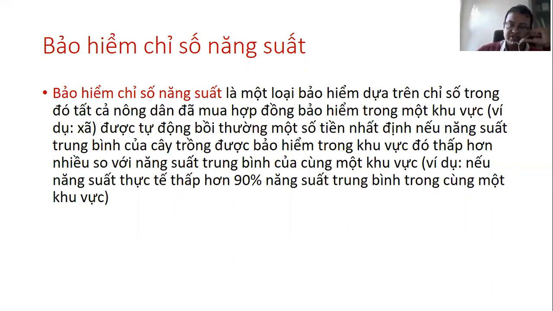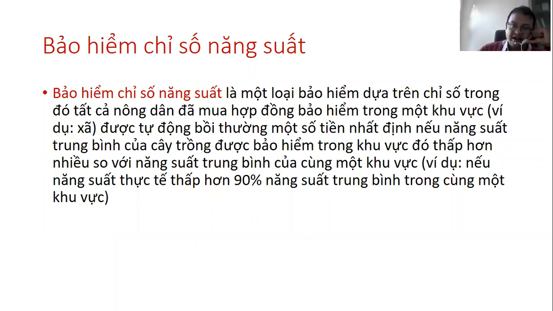Yield index insurance is essentially a type of index insurance where the index is based on the average yield that a group of farmers have experienced. So maybe we can think about it a little bit in a different way, to make it more interesting. Let's say I see there's about 31 of us on this call right now. So let's imagine all 31 of us were farmers, rice farmers in a particular area in Vietnam, in the same village.